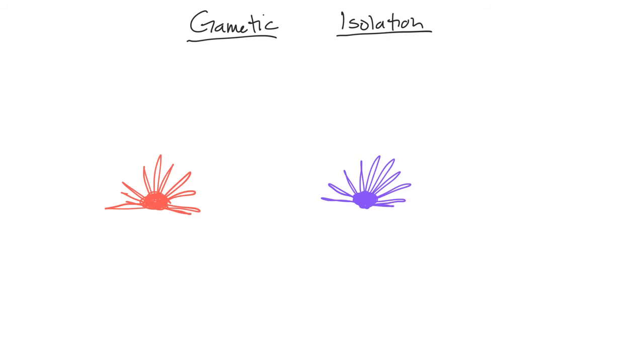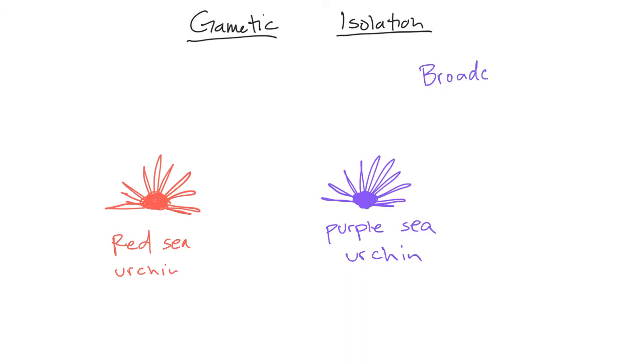So sea urchins. Off the west coast of the United States, there are two species called the red sea urchin, and guess what this one is called? The purple. Nice. Wow. The purple sea urchin. And they reproduce through a method called broadcast spawning.